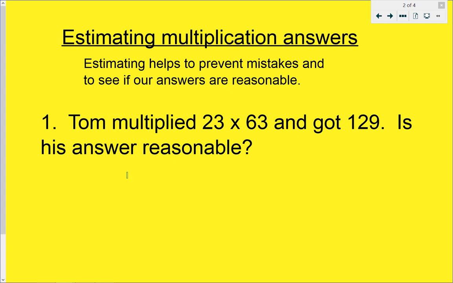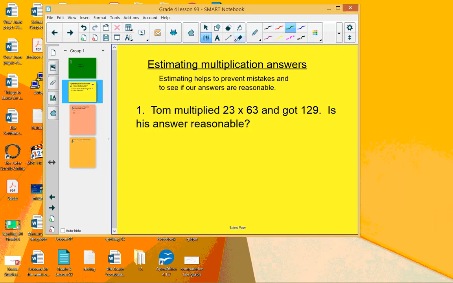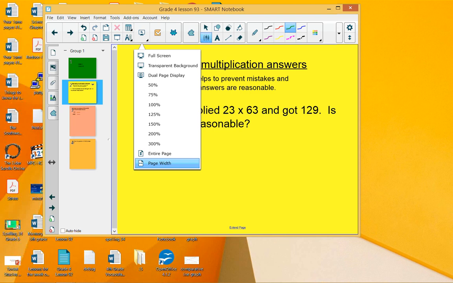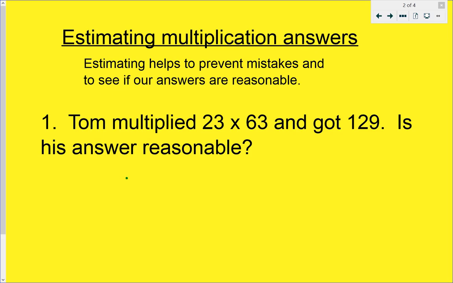So if we had 23, oops, let me get my pen back here. Okay. So if we look at this again, sorry about that, 23 times 63. Okay. So let's estimate to see about where should his answer be. 23 is going to round to 20. 63 is going to round to 60. Okay, now this could be a problem too if we don't do this problem right.